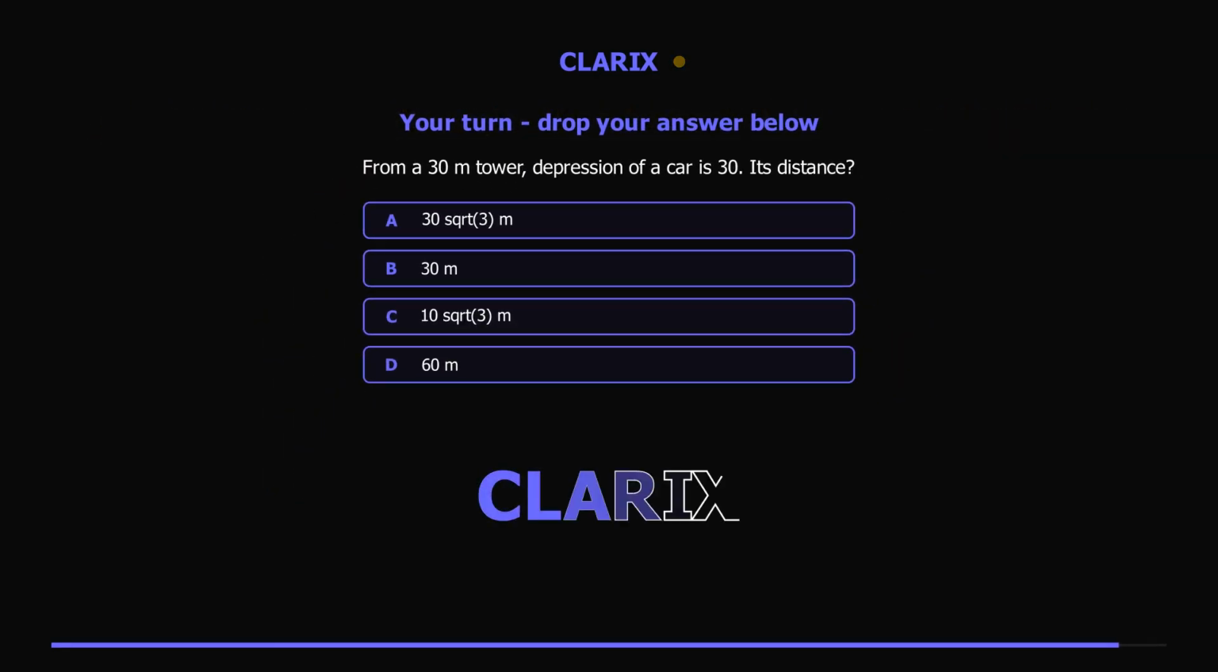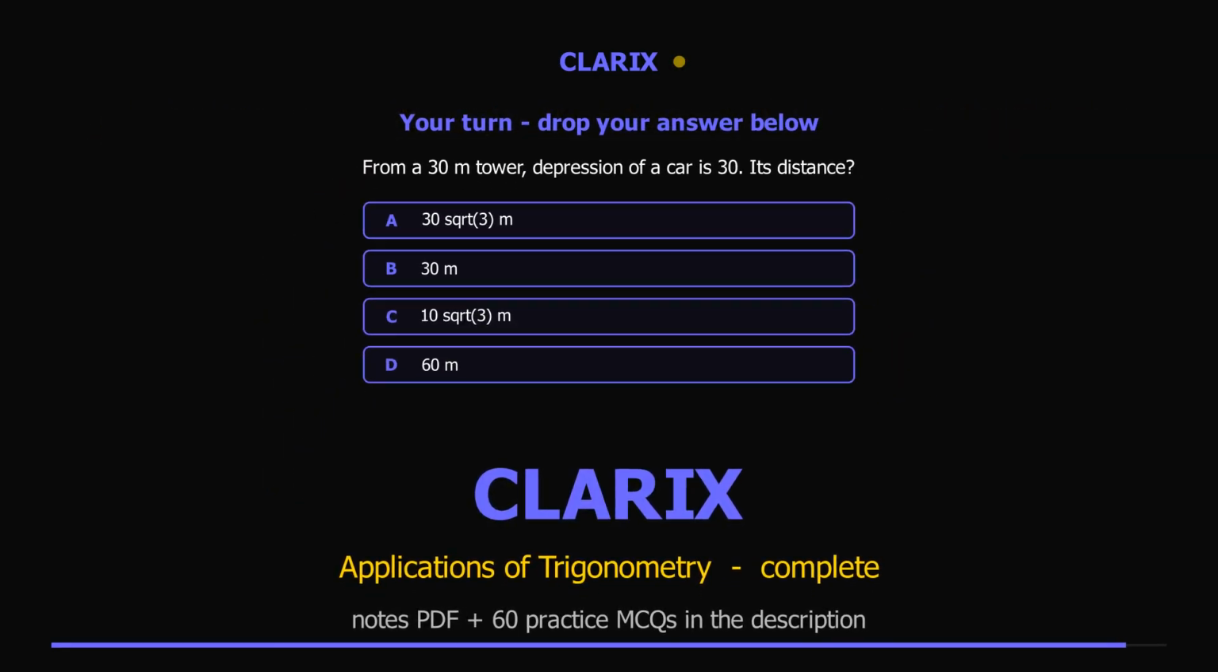And that's applications of trigonometry. Every heights and distances problem is just a right triangle and a ratio.